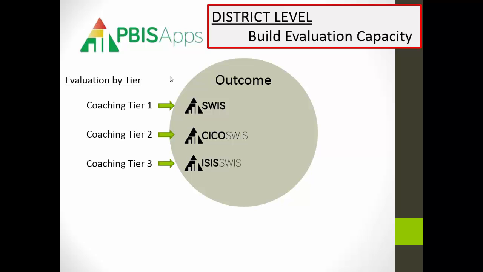So with our schools, we want the student outcomes. We always want to be looking at student outcomes. And so at the Tier 3 level, we might be looking at ISIS Swiss. Tier 2 level, we might be looking at check-in, check-out Swiss. And then basic FBA to BSP also has its own data graphing template, which you might be able to use to monitor student outcomes.